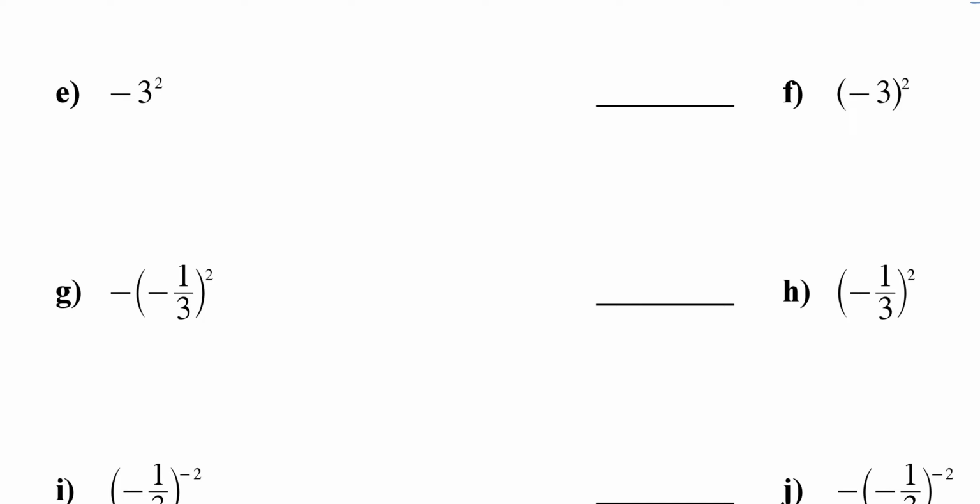Okay, for letter E, there's no brackets here, so we do exponents first. So if you think about BEDMAS, there's no brackets, so we do the exponents first. So 3 to the power 2 is going to be 9, and this minus sign just tags along, so my final answer is negative 9.